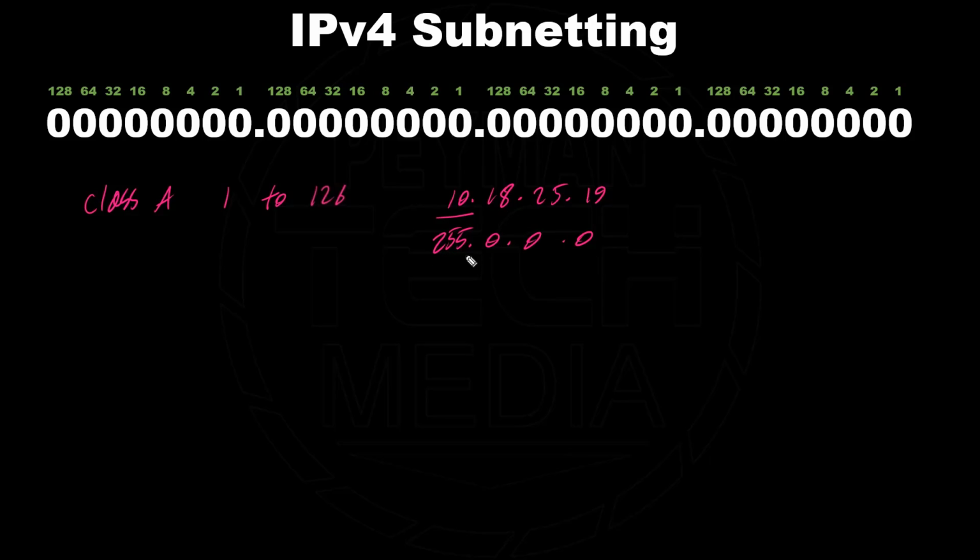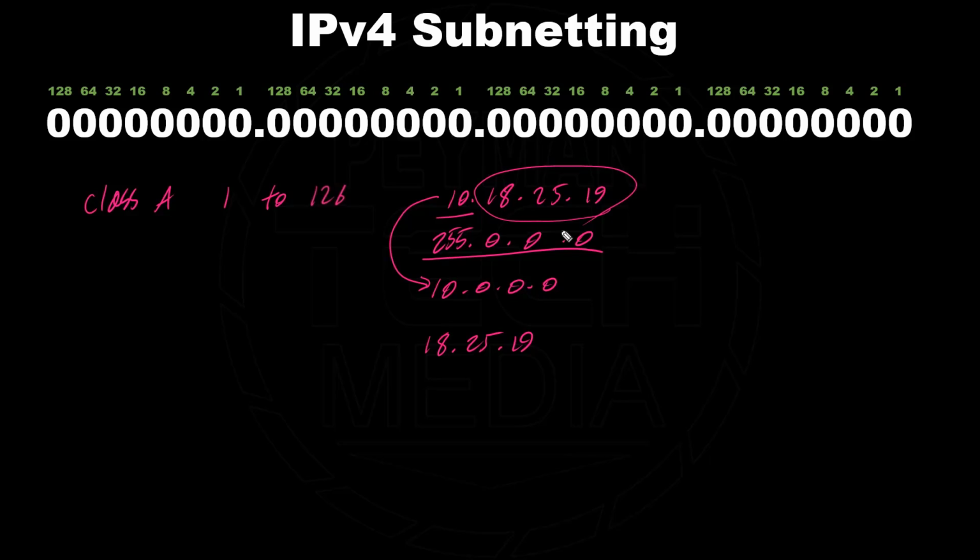The 255 means on the first octet, all the 8 bits are turned on, that's the network bits, and zeros mean host bits. So in this example, we have 8 bits for network bits and 24 bits for host bits. So this 10 is the network information and 18.25.19 is the host information. So for this IP address, the network address would be 10.0.0.0. So this IP address belongs to this network based on this default subnet mask. And 18.25.19, that's the host information.